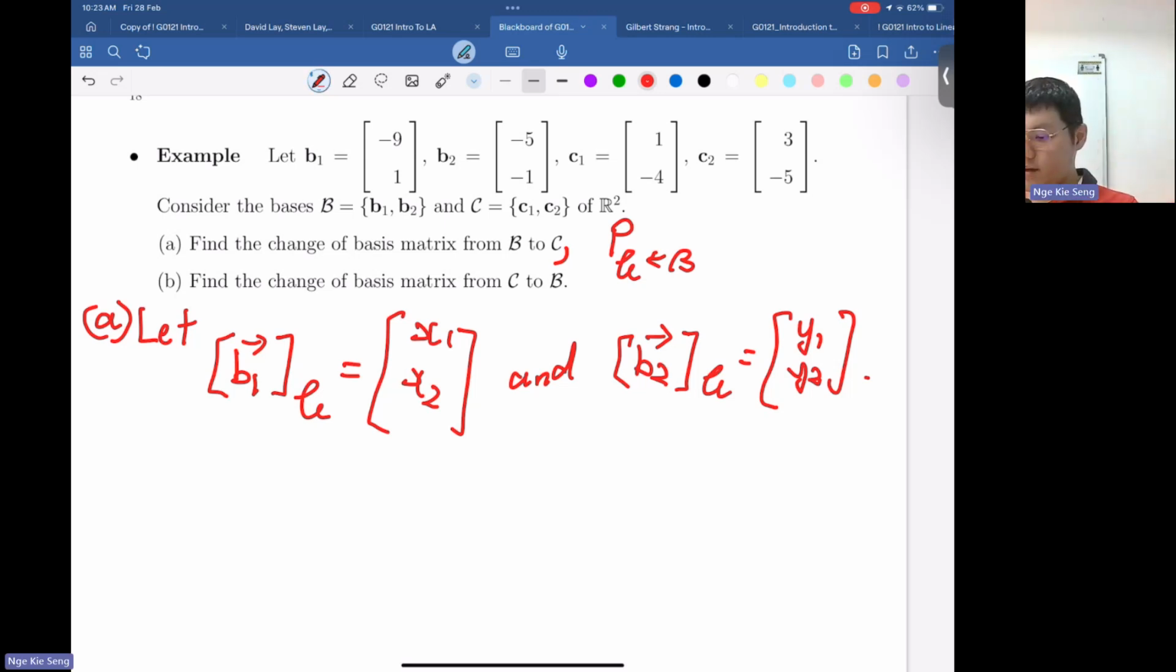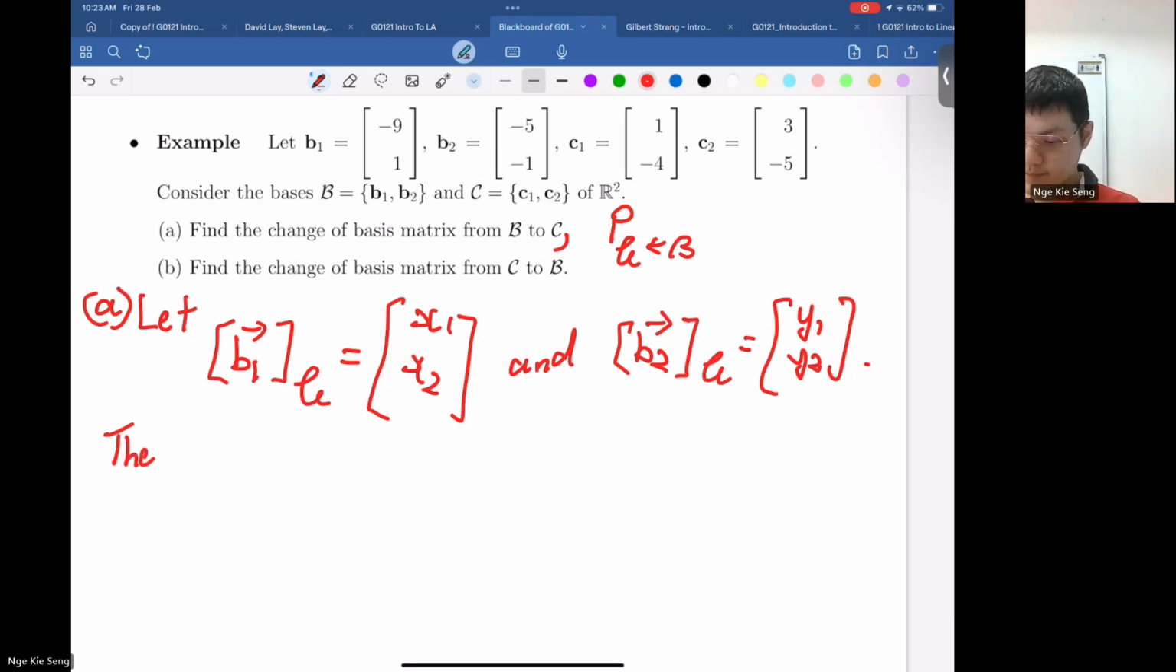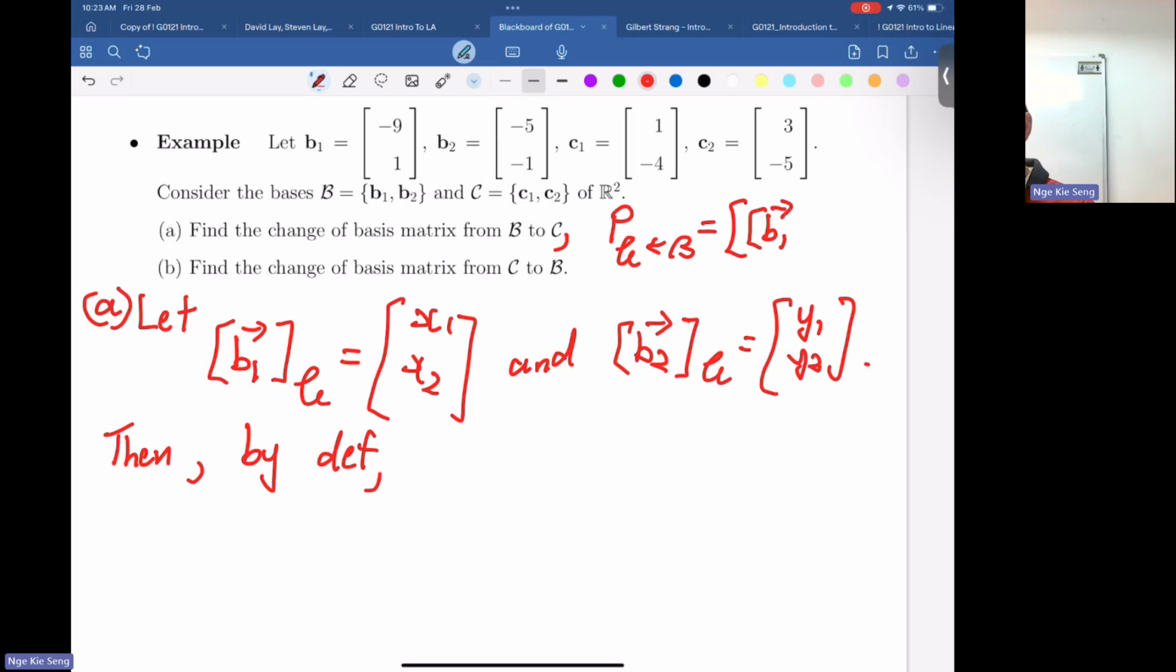Okay, then what does this mean here? By definition, why do we want to find this? Because just now the theorem tells us that this change of basis is exactly formed by this [B1]_C and [B2]_C, the coordinate vectors of B1 and B2 in C. So we need to find them.